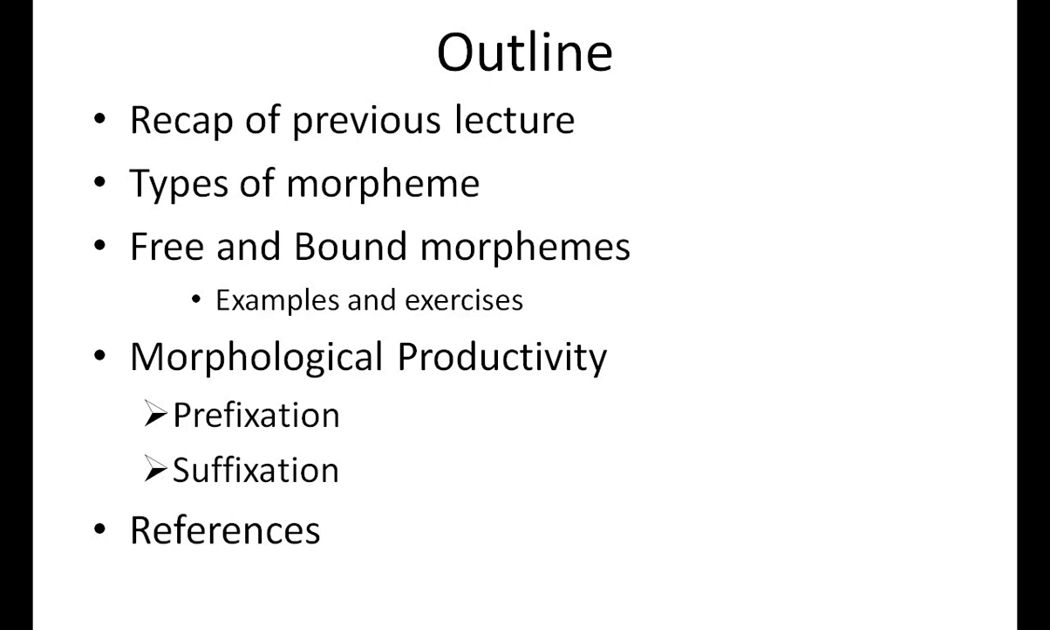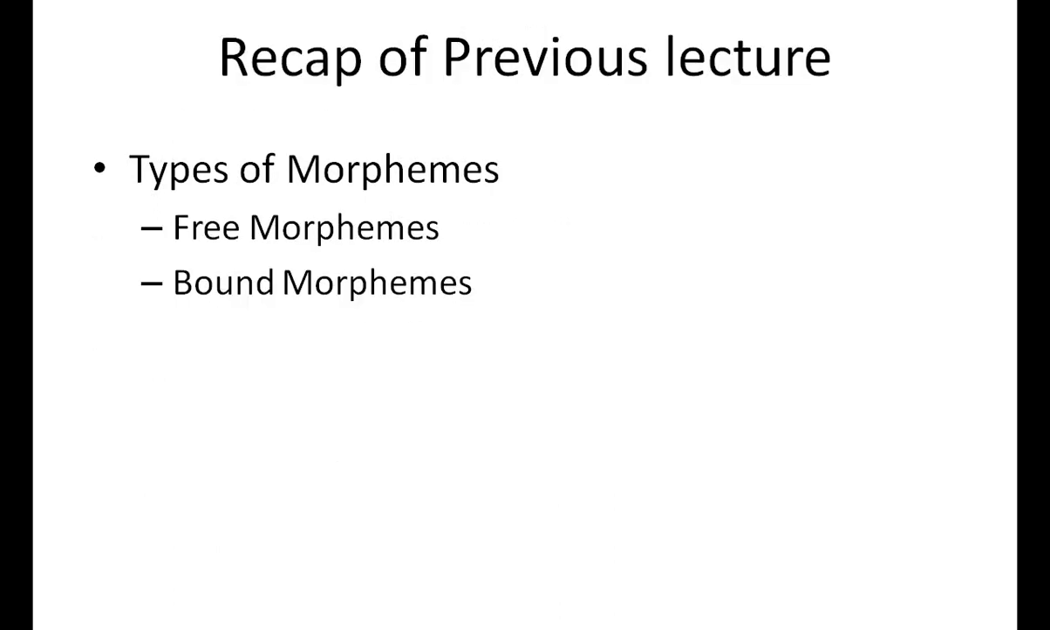Okay, so the outline contains these contents: a recap of the previous lecture. We will have just an overview of what we have studied in the previous class and we'll continue from there on. Then types of morpheme, free and bound morphemes, examples and exercises, and then we'll come to the topic, morphological productivity, prefixation, suffixation and references.